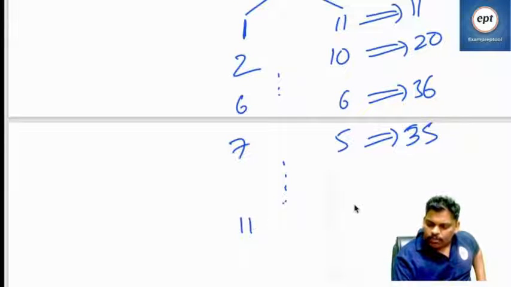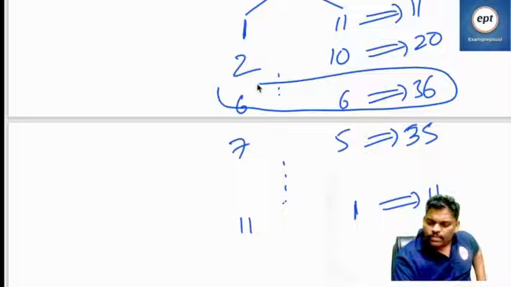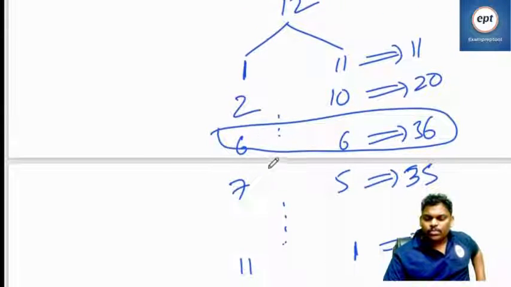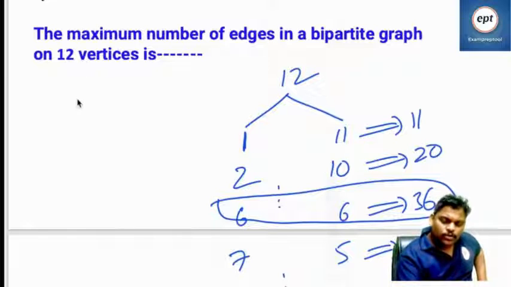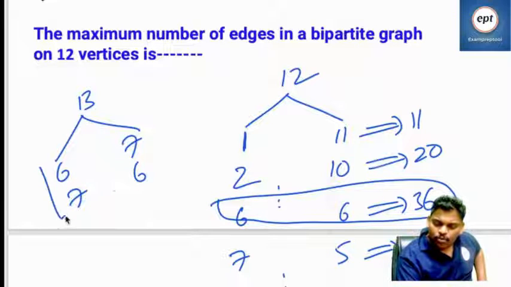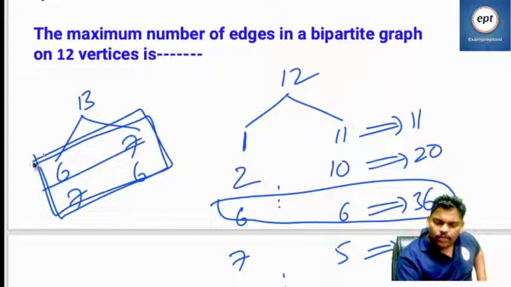Lastly, 11 here, 1 here, so 11. So when you divide equally, you will get more edges. Suppose equal is not possible, like 13 vertices: 6 and 7, or 7 and 6. Either equal or close to equal.